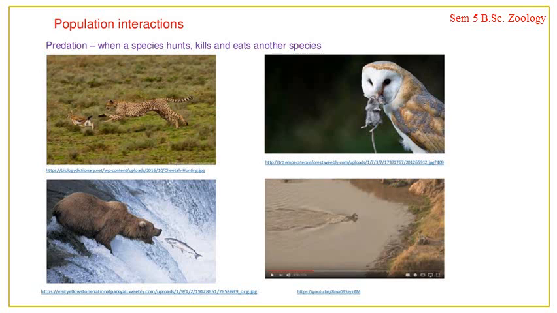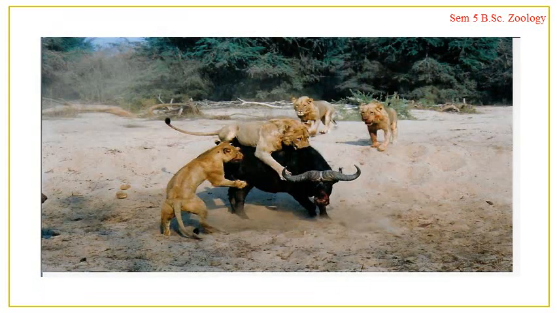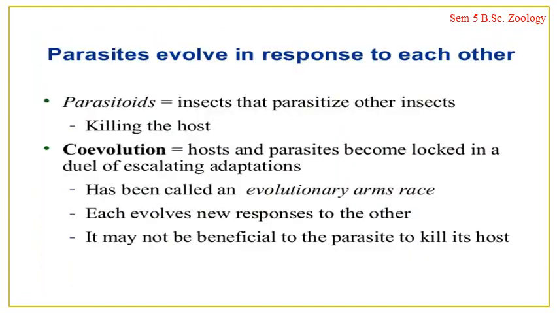Here it is carnivore. So different kinds of hunting mechanisms, different kinds of carnivorous animals can be found over here. This is just a few examples. You can see a pride of lion attacking the wild boar.